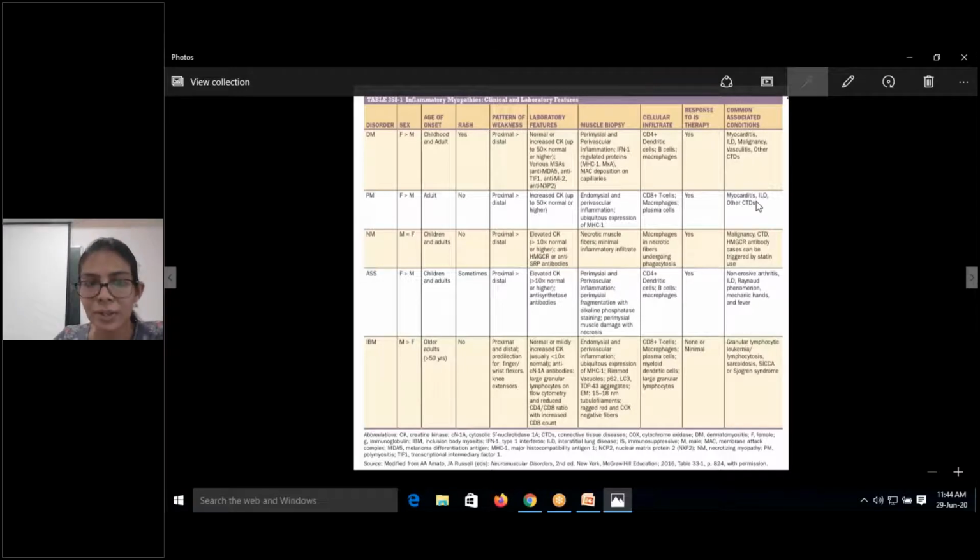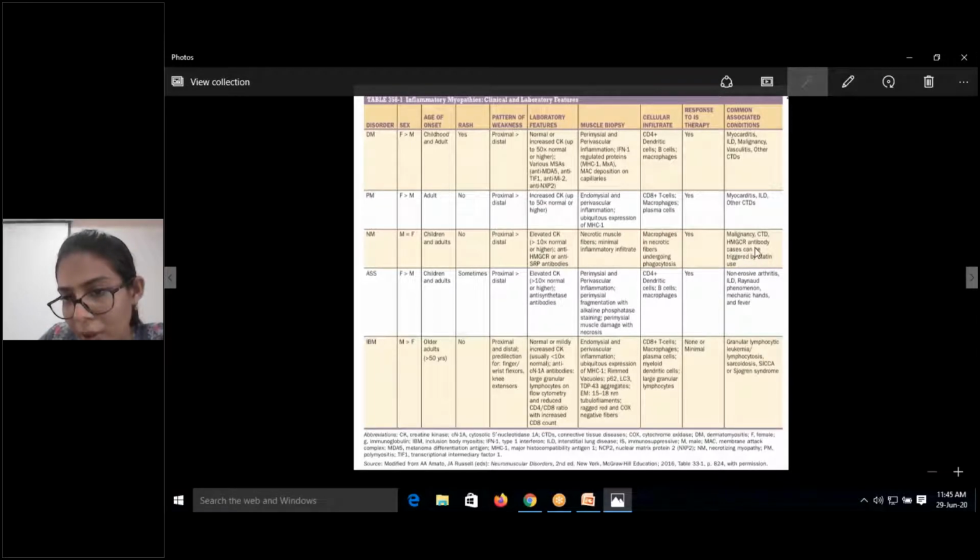And then coming to the next one, polymyositis, myocarditis, ILD can be seen. Other CTDs are present, but it is not as common as in dermatomyositis. Coming to necrotizing myopathy, malignancy can be seen, like anti-SRP antibodies, as I told you. They are also indicative of myocarditis, heart involvement as well as malignancy. Then CTD can be there, but not like that of dermatomyositis.